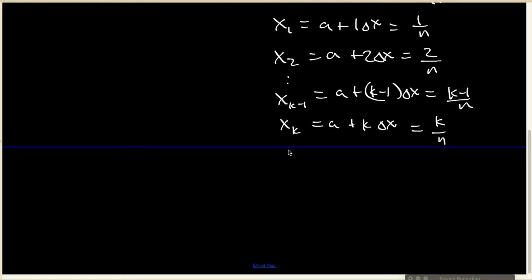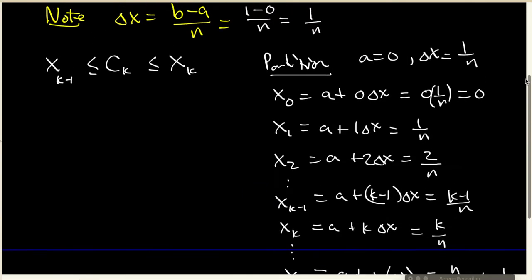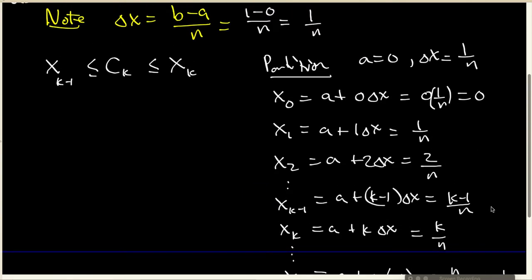And these xk's keep piling up until we finally get down to xn, which will be a plus n times delta x, and that will be n over n, which is 1, which is our b value. Now I want to look at all of the stuff that we've got here, and I want to realize that these two things tell me where my ck is going to have to be trapped by.